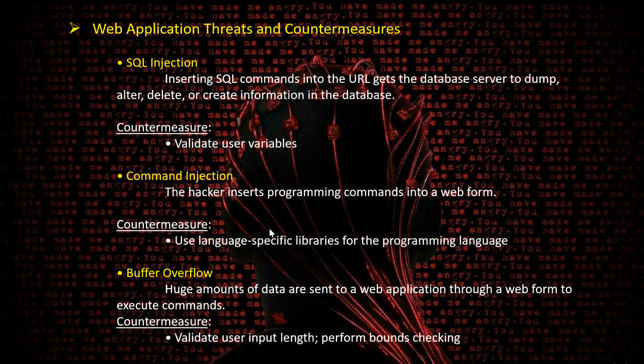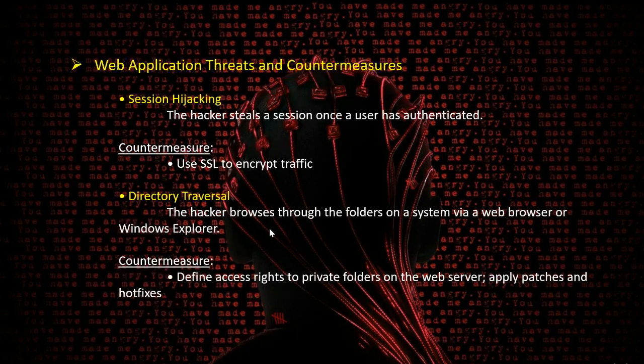Here the hacker inserts program commands into the web form. The most common one is using netcat to gain a reverse shell of a server through web access. The countermeasure should be input validation in the first place, along with proper language-specific libraries for the programming. And we have buffer overflow attacks, where a huge amount of data is sent to the web application through the web form to execute commands. Here again the basic idea is to validate the user input length and perform bounds checking.